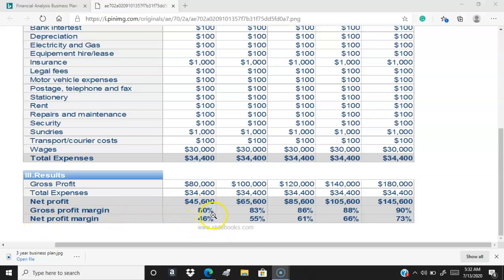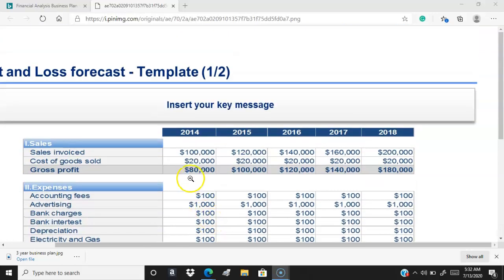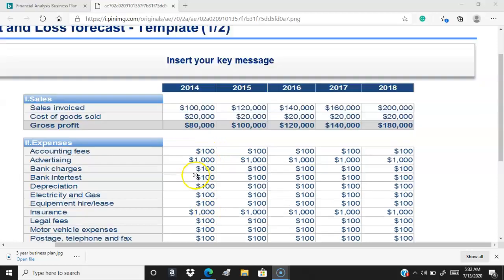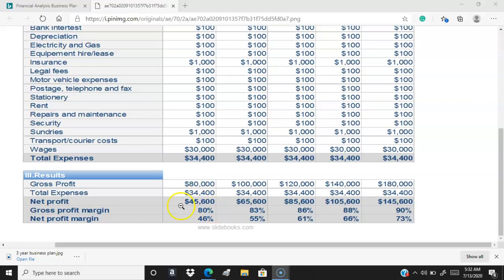How would you do that? You will take 20,000 times 100,000 and 80% profit. That's the gross profit margin, and your net is 34,000 times this percentage. You should get 46%. Okay, guys.